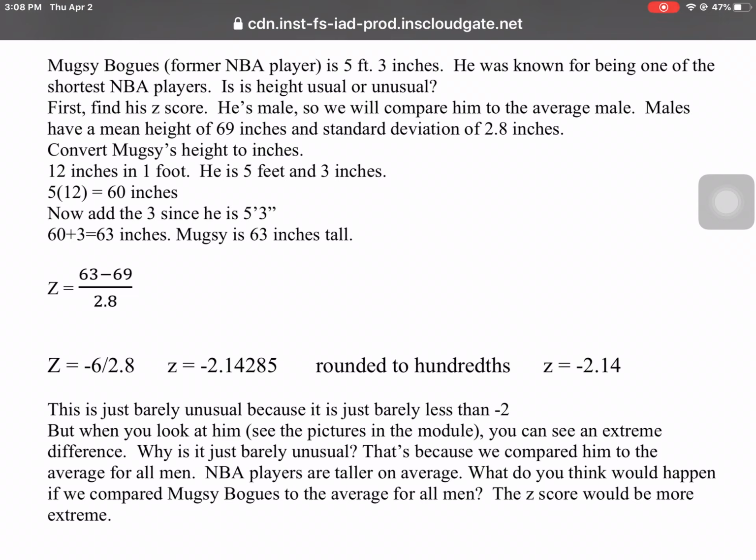That's because when we see Muggsy, or when he used to play in the NBA, we'd see him standing by other NBA players, so it looked very extreme because you were comparing him to other NBA players visually, okay, which are usually taller than average. Okay, what do you think would happen if we compared him to the average for all men? That shouldn't say all men. Okay, I'm going to correct it on the handout. For all NBA players, it would be more extreme. If you compared him to all NBA players, it would be more extreme.